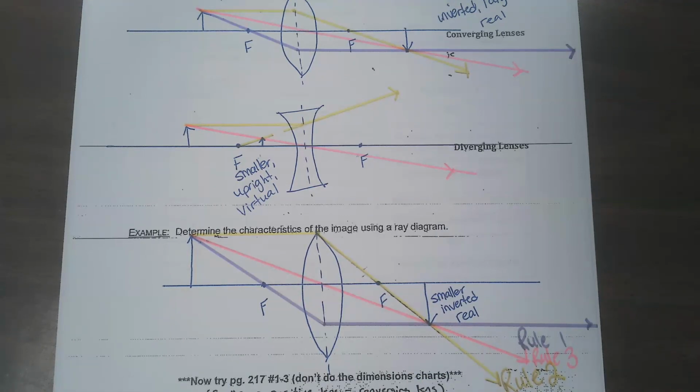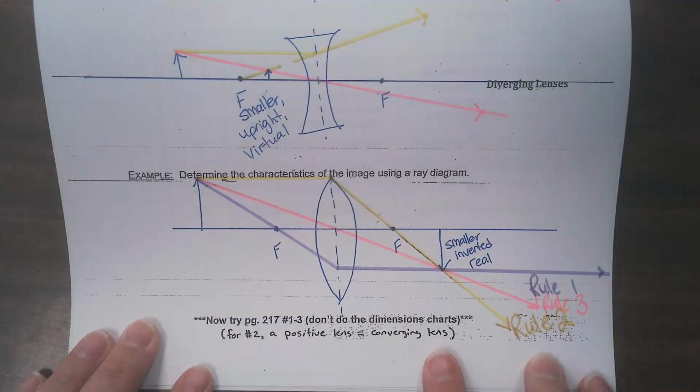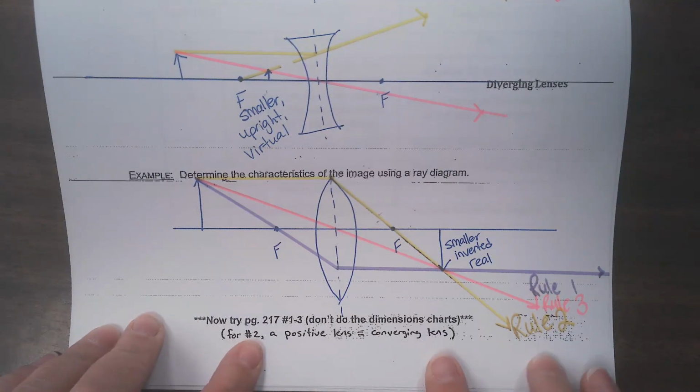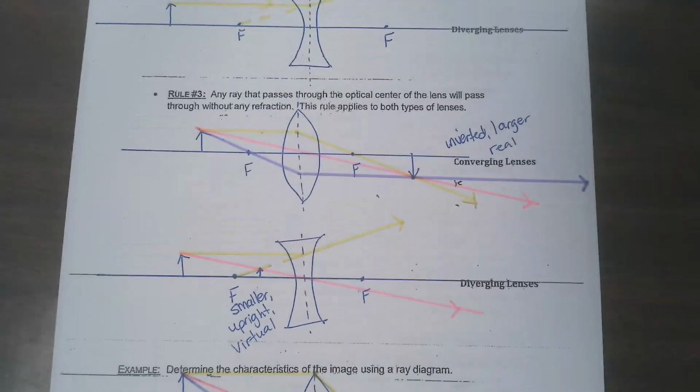Let's do these. Page 217, questions number 1 to 3. Don't do a dimensions chart. And for number 2, when they say a positive lens, they actually mean a converging lens, something that's going to give you an image beyond, in theory. Okay? I'm going to stop this. This is 27 minutes. Your brain needs a break. Come back, watch the second video.